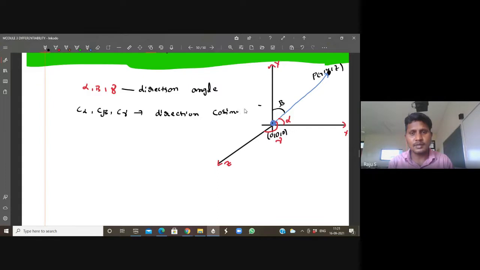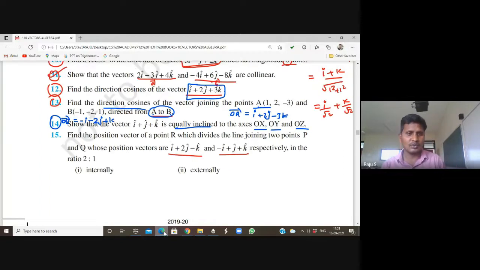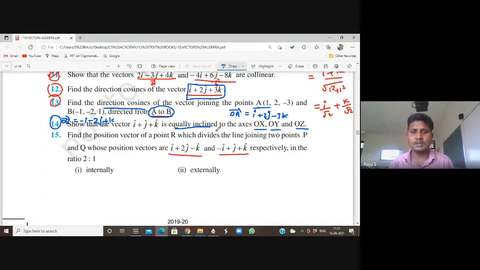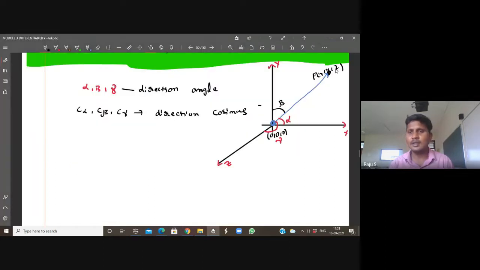cosines. That is the reason we can say that cos alpha, cos beta, cos gamma are called direction cosines. Fine. Coming to the question: show that the vector is equally inclined. If I take the point as 1, 1, 1, then the vector OP, I'm taking it as vector A, is given by i plus j plus k. Am I right? 1, 1, 1 gives us the vector i plus j plus k only.